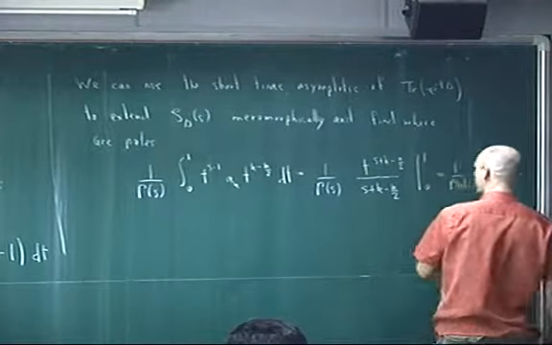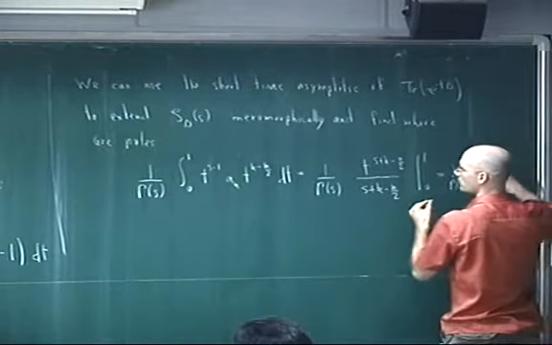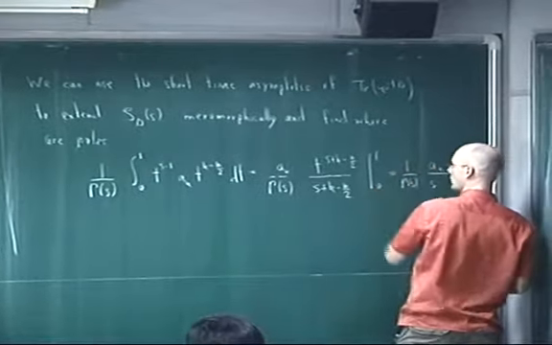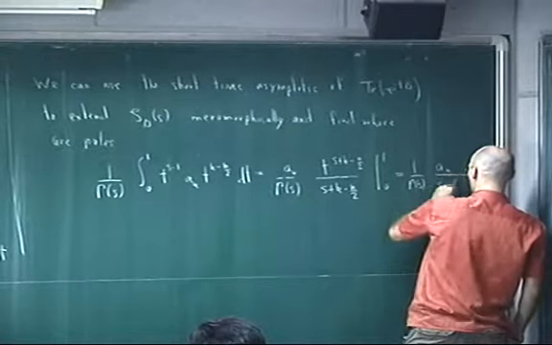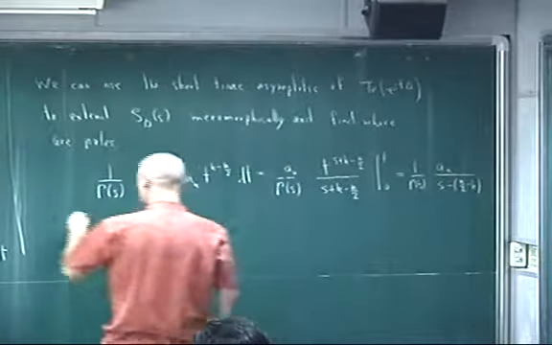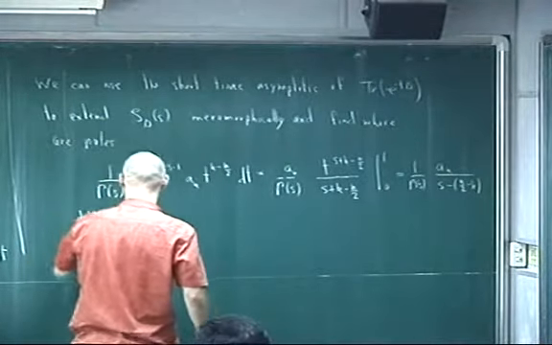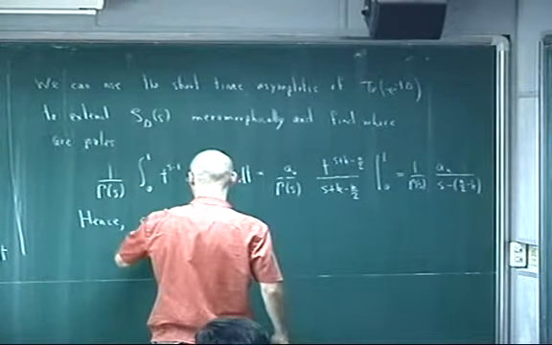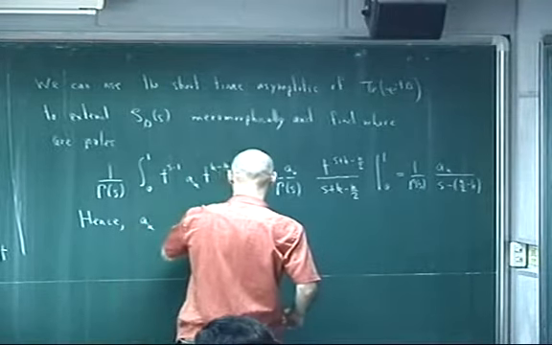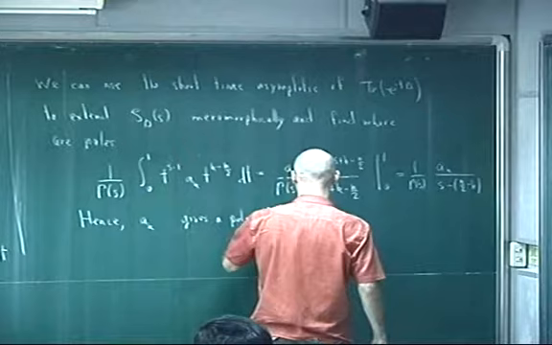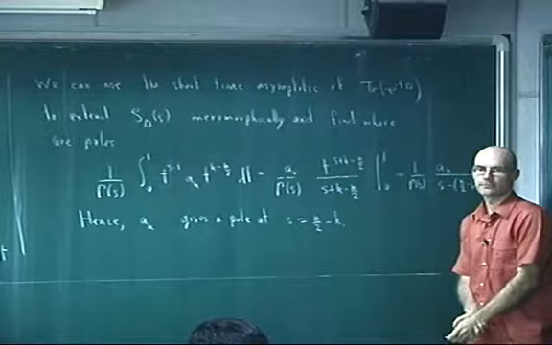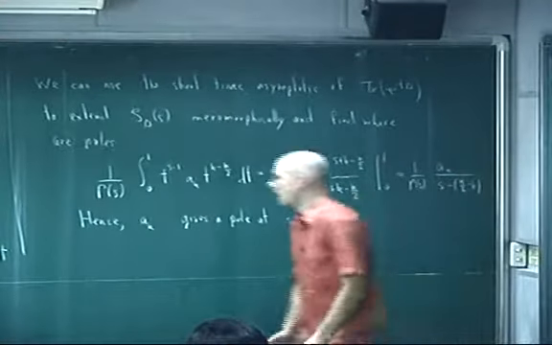1 over gamma s, and then s, this is the a_k, and then k s minus n over 2 minus k. So what we see is that hence the coefficient a_k gives a pole at s equal to n over 2 minus k. Okay.